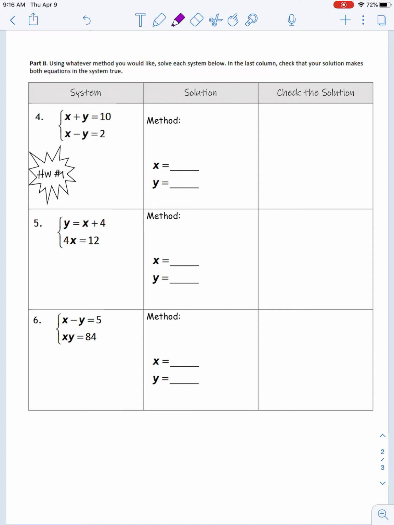First thing I want to point out is the starburst over here that says homework number 1. So as you are working through the 19.2 homework, this is the example that you want to be looking at. You want to be looking at this table. Okay, so we are solving these 3 systems of equations.